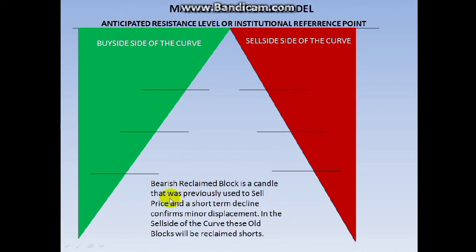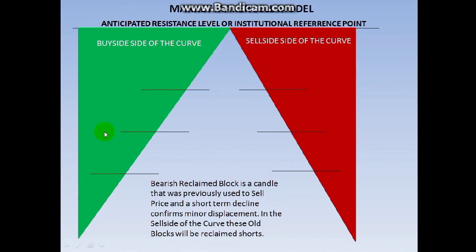So let's go down further and see. A bearish reclaim block is a candle that was previously used to sell price, and a short-term decline confirms minor displacement. In the sell side of the curve, these old blocks will be reclaimed short. So it's basically the same thing as the buy side, as the market maker buy model, but in this case we are expecting the opposite. We are expecting price to trade up in order to go down, right?